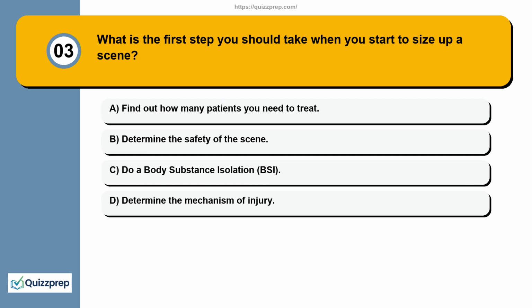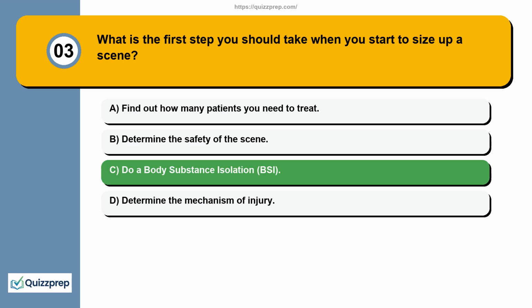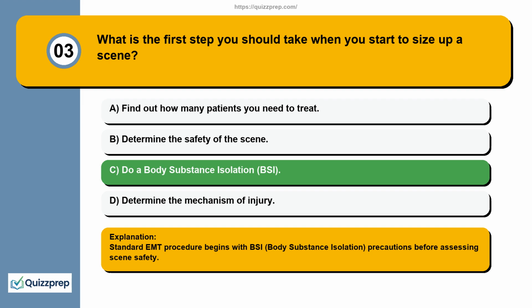Question 3. What is the first step you should take when you start to size up a scene? Find out how many patients you need to treat. Determine the safety of the scene. Do a body substance isolation, BSI. Determine the mechanism of injury. Standard EMT procedure begins with BSI, body substance isolation, precautions before assessing scene safety.